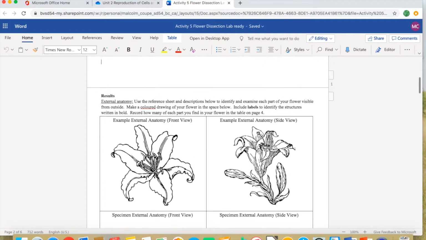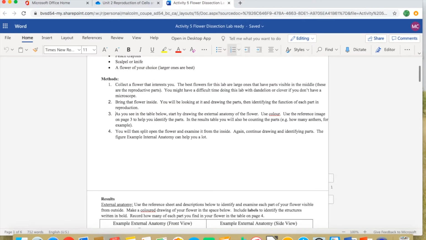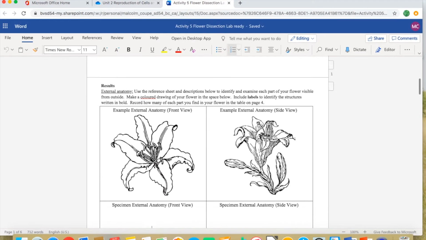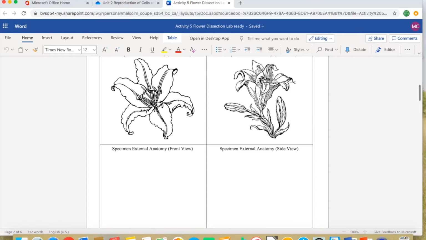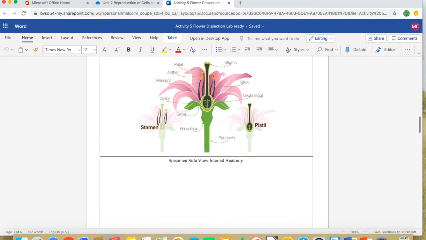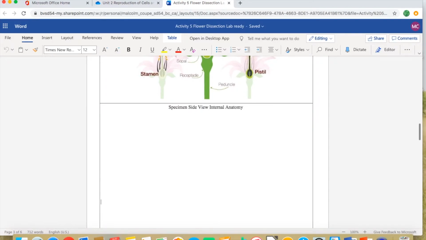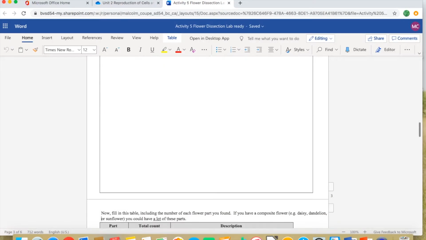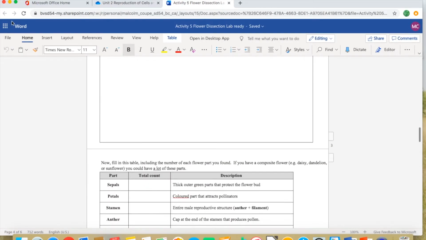What I'm suggesting that you guys do here as part of your lab, your teachers will maybe say something different, is to start by doing, once you have your flower, to draw it from the front and from the side. I'm going to show you that. And then to start taking it apart, to dissect the flower and to look at the structures inside to see if you can find those male and female reproductive parts.